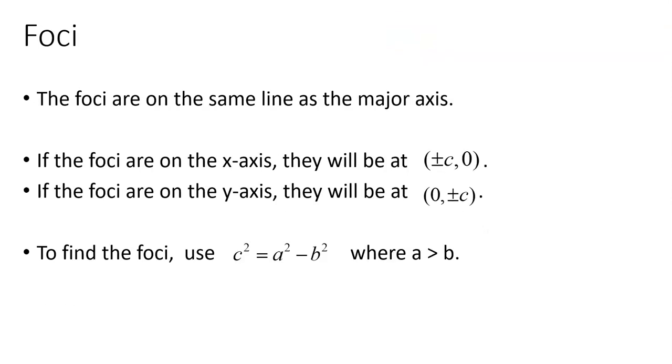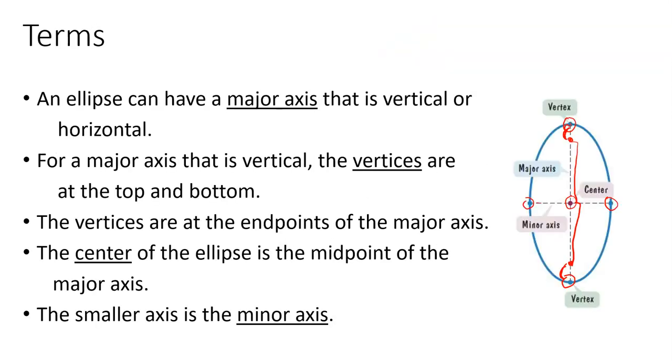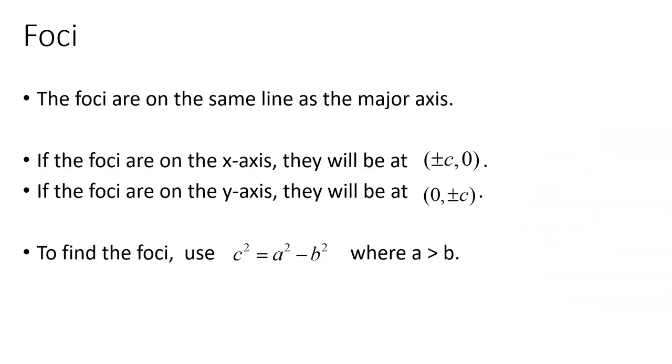All right, so where are the foci? Well, the foci are on the same line as the major axis. Remember over here, the major axis was drawn, and I put the two foci, one of them over here, one of them over there. Well, the foci are always on the major axis. If the foci are on the x-axis, then they're going to be, let's say, here and here, same distance away, assuming that the center is 0, 0. If the center is not 0, 0, then we just count. If they're on the y-axis, then we look at places here and here.